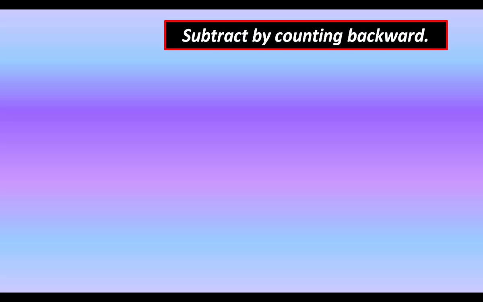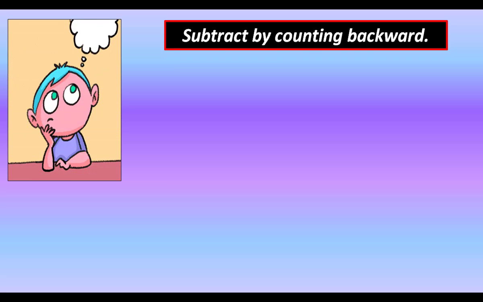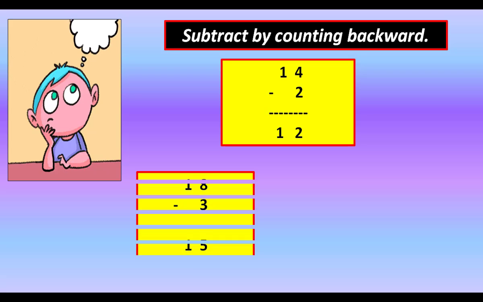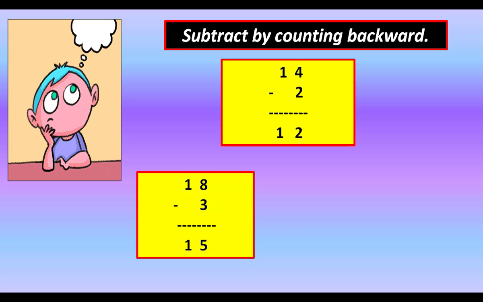Subtract by counting backward. 14 minus 2. So the answer is 12. 18 minus 3. So count 3 backward from 18. So we get the answer 15. 18 minus 3 is equal to 15.